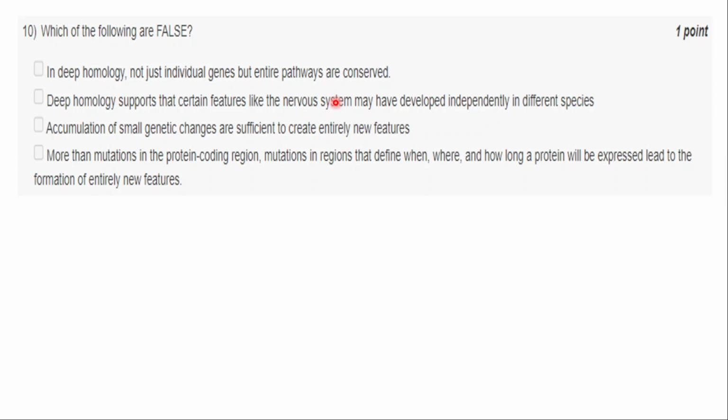Yes, orthologs and paralogs are a subset of homologs. You can say that within species and across species. Yes, you are correct.